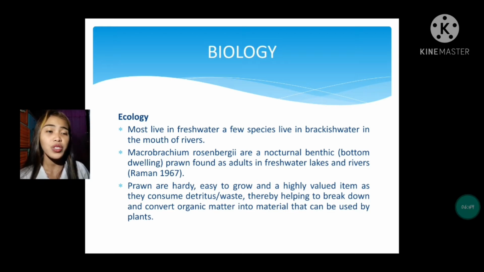Found as adults in freshwater lakes and rivers. Prawns are hardy, easy to grow, and a highly valued item as they consume detritus or waste, thereby helping to break down and convert organic matter into material that can be used by plants. The giant freshwater prawn is not only beneficial to people, but also gives importance to plants, since their waste is converted to organic matter that can become fertilizer for the soil and help plants grow.